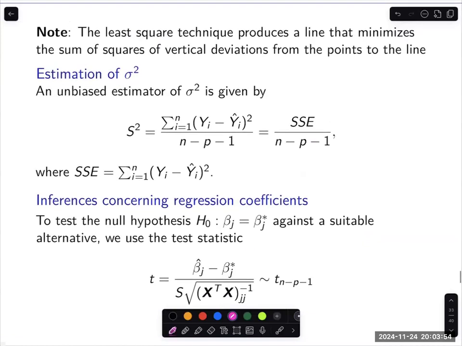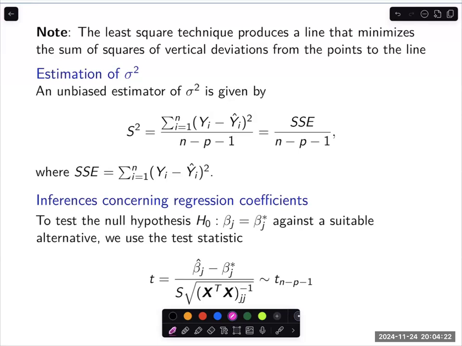Similarly to what we have for simple linear regression, it can be proved that an unbiased estimator for sigma squared is the SSE divided by n minus p minus 1, where p represents how many predictors we are going to use. In particular, in our Pikachu example, p is equal to 3.